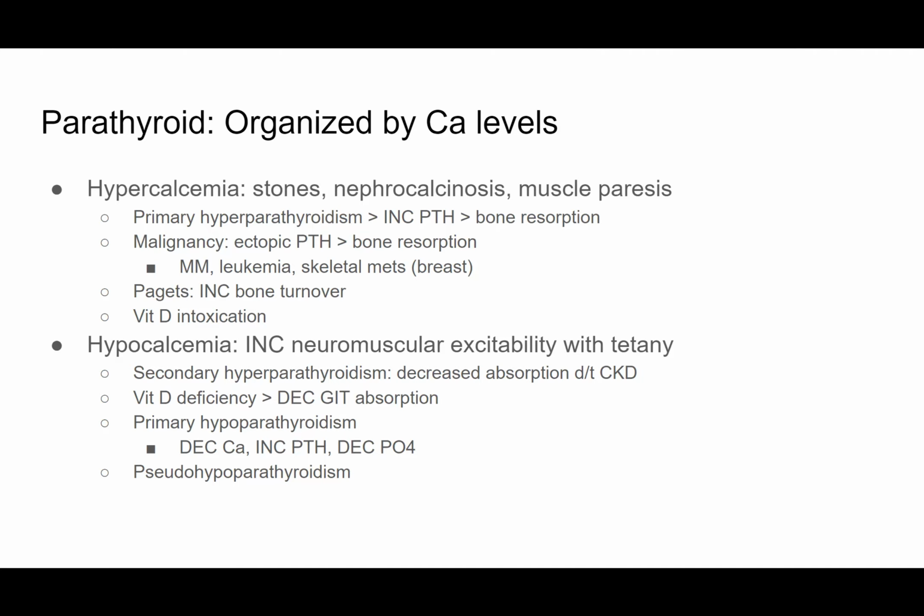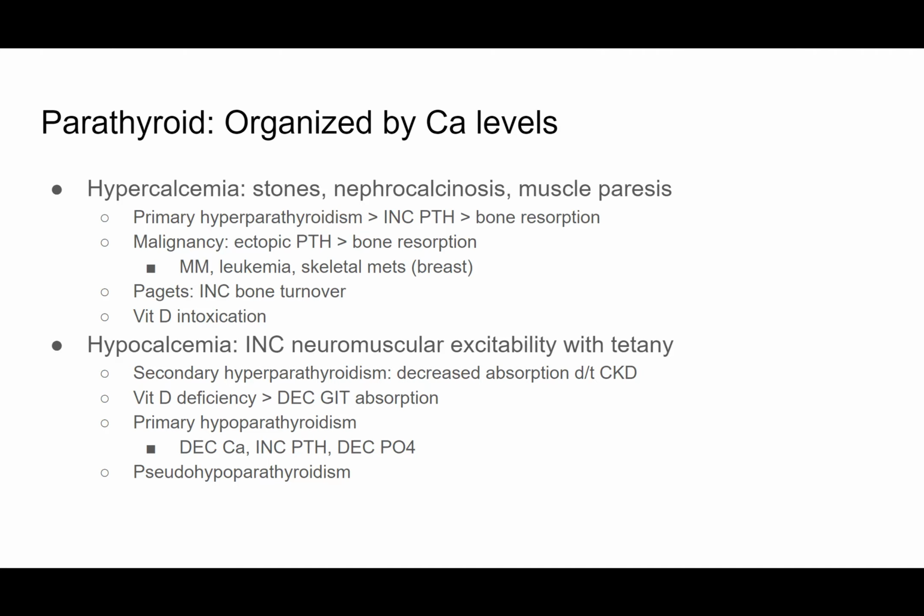If you have an ectopic form of PTH, then you're going to get all of the downstream effects of that PTH. Some that are associated: multiple myeloma, leukemia, skeletal mets. Hypercalcemia is actually a cardinal feature of multiple myeloma. But that was heme-onc, though they might bring it back as a cumulative thing or something. Another cause is Paget's, because you have increased bone turnover, and then vitamin D intoxication.